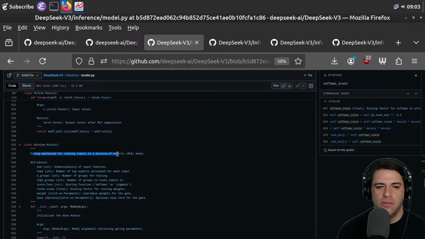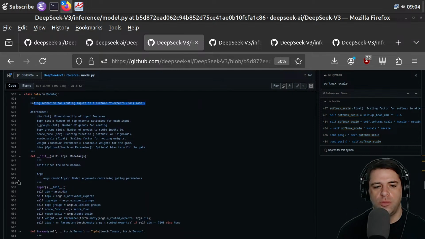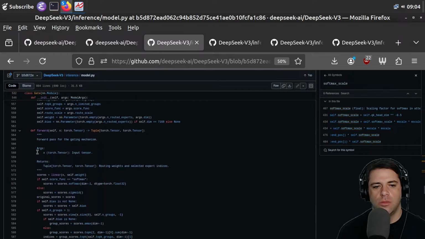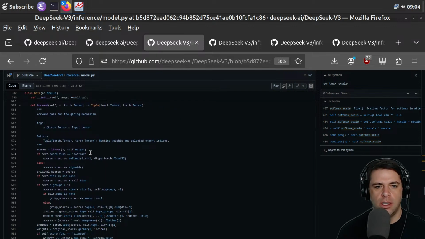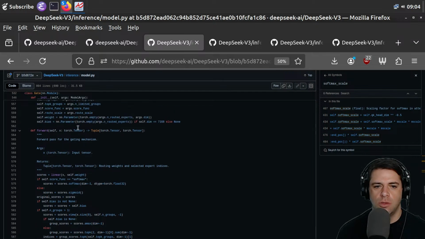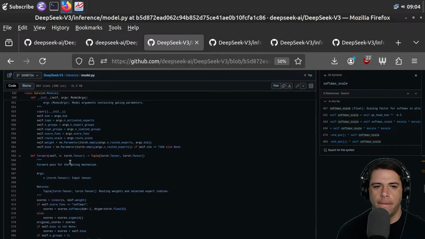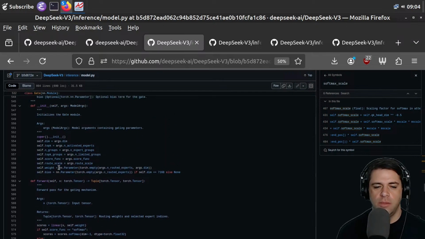Here is gate. Gate is the gating mechanism for routing inputs in a mixture of experts model. This should be the same as what we saw as weights. So this should be essentially weighting each expert. So maybe we'll just look at the forward pass quickly. So the scores, so the weights come in where? Weights are defined in the input as, I guess, empty.